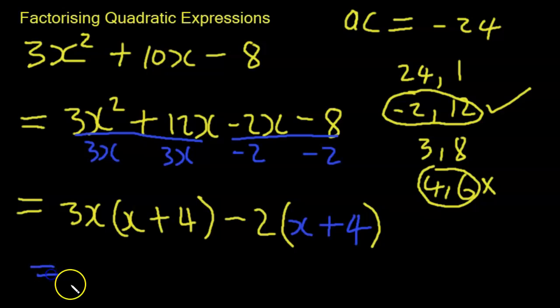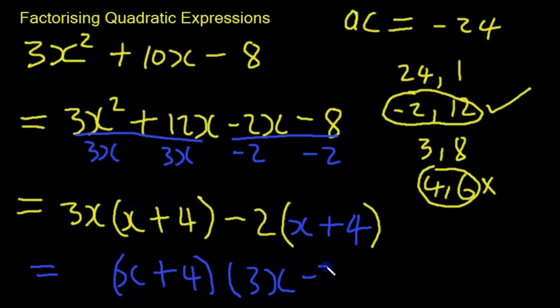And of course, as we expect, we have a common bracket, x plus 4, and then factor out x plus 4. What are you left with now? 3x and negative 2.